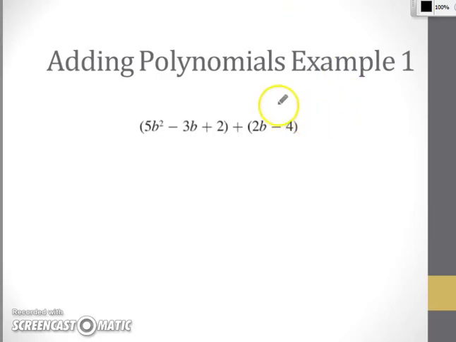Looking at this example, since the two terms are separated by addition, all of the signs of those numbers are going to stay the same. So even though they're grouped with parentheses, this would be the same as 5b squared minus 3b plus 2, and then plus 2b, and then minus 4. When we're combining like terms, when we're adding things, we can only add those that are the same.